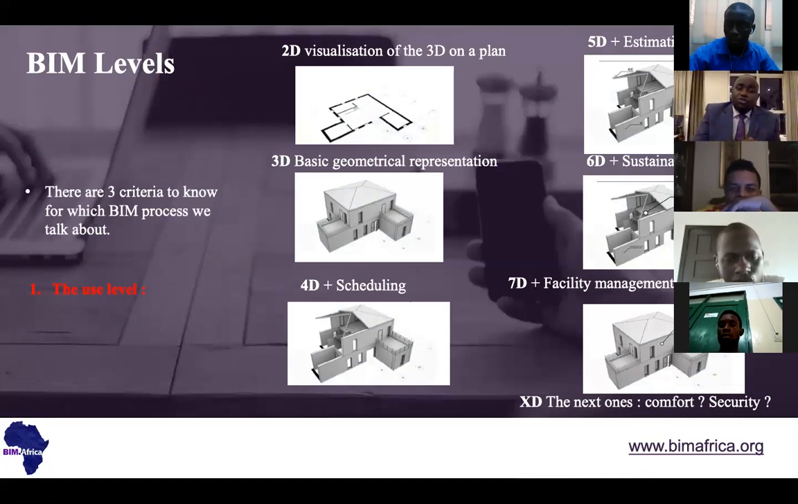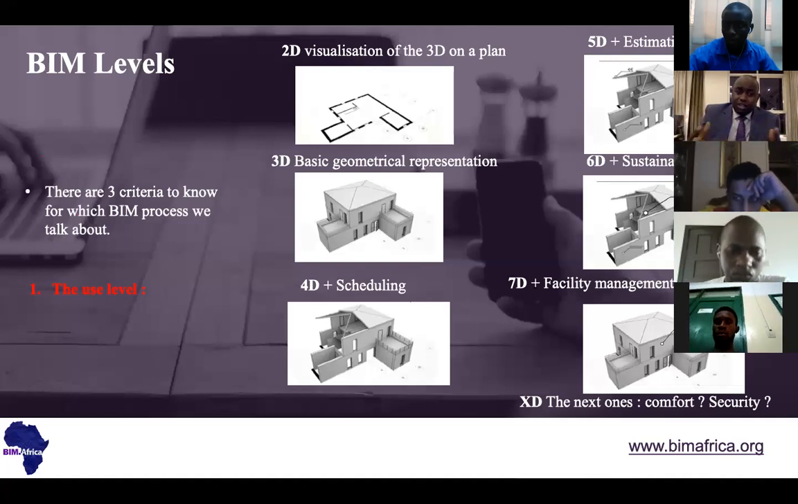Then coming down to the issue of BIM levels, I will just make a brief introduction because you will get to know more about them later. When you say BIM models, there are three criteria to know for which BIM processes apply. One, the use level. You have 2D, 3D, 4D, 5D, 6D, whatever, and today in Liverpool we call it ND, because it's a kind of terminology now that it should just be ND.